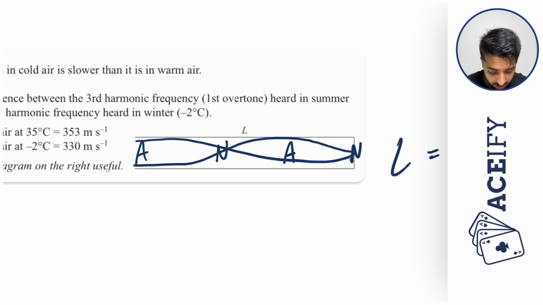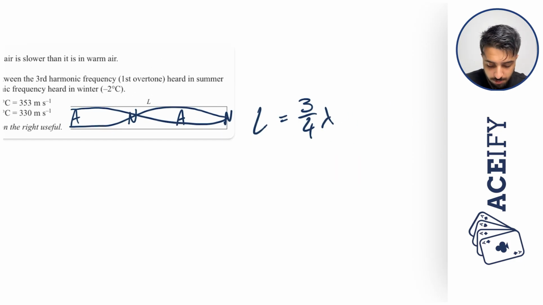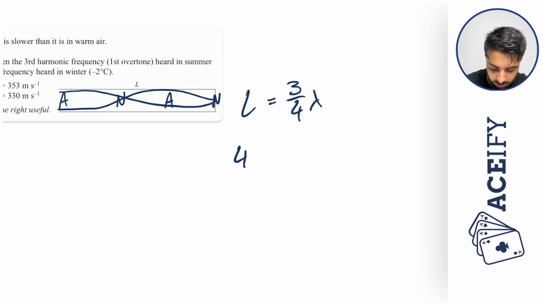And as you can see, that is 3/4 of a wavelength, because if I finish that, the last quarter, you can see how there's going to be a node there. And so what we have drawn is 3/4 of a wavelength. And so because we know that the length is 3/4 of the wavelength, this therefore means that 4L all over 3 is equal to our lambda.